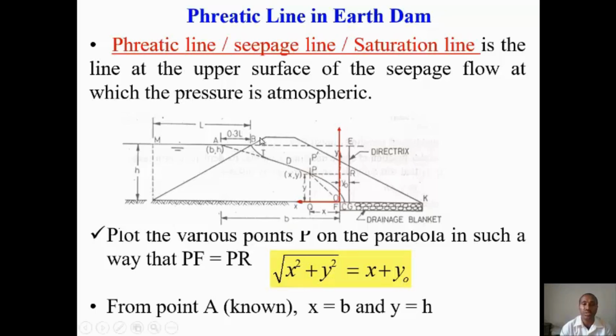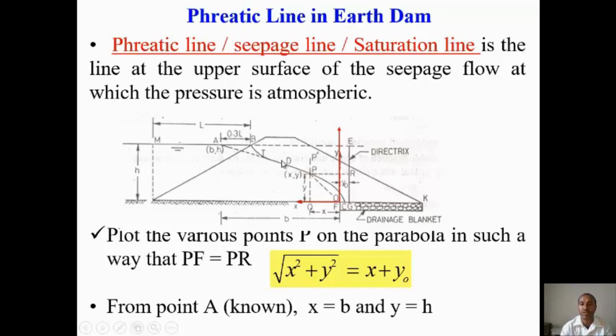So you can see this is the phreatic line. If you have the water level here, this is just the theoretical seepage flow, but the actual seepage line starts at 0.3 L, 0.3 times L. L is measured from the initiation point of the phreatic line up to the heel of the dam. This is the L dimension, so 0.3 L.